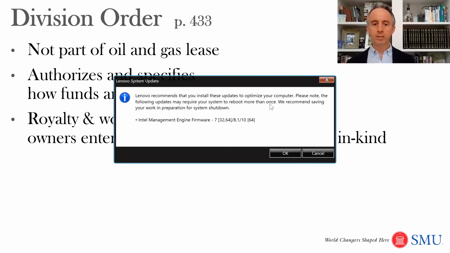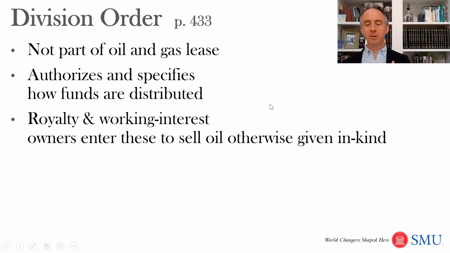Now, the royalty and working interest owners typically give these to the oil and gas company so that it will sell oil for them that otherwise, under the terms of the lease, they would receive in kind. So as we saw, generally in an oil and gas lease, you're entitled to a share, maybe 1/8 of all the oil produced. And by the literal terms of the oil lease, that would just pile up for you. You'd have a bunch of barrels of oil, or you'd have some storage of oil, and the oil and gas company would just leave 1/8 of that for you.